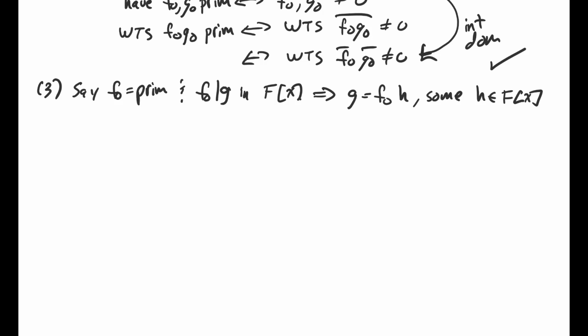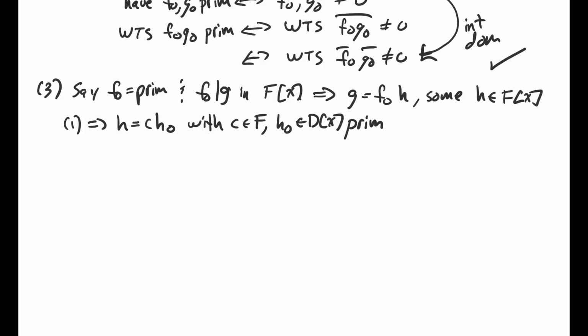All right, write g as f naught times h, where h is in f of x. Using number 1, we can write h as a constant c, a field element, times a polynomial in d of x that's primitive. Combining that with the g formula, pulling the c out, we get that g is equal to c times f naught h naught. Now, the f naught and the h naught are primitive, and so we just proved that the product stays primitive.